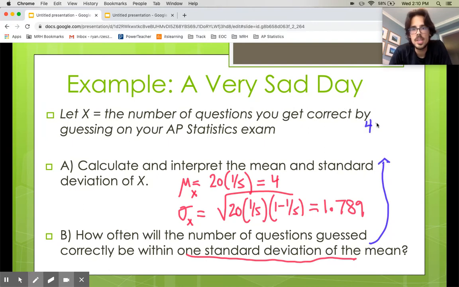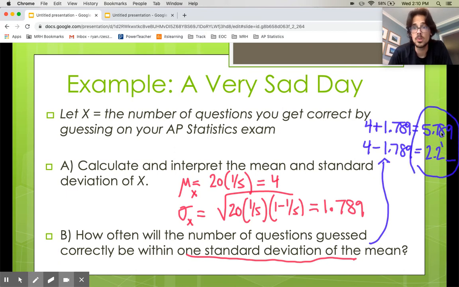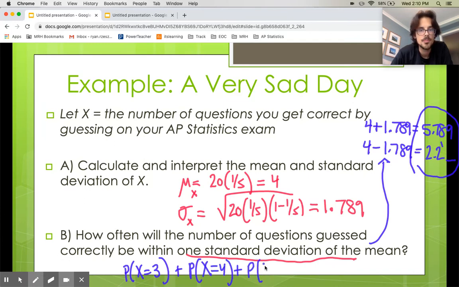Within 1 standard deviation of the mean means you go up by 1 standard deviation, which is like 5.789, and you go down by 1 standard deviation, which is going to be like 2.2 something. So basically, if you score within 1 standard deviation of the mean, you are between these 2 numbers right here. X is binomial, though, and binomials have to be a whole number. So what whole numbers could this be? It can't be 2. 2 is too low. It could be 3, it could be 4, or it could be 5.